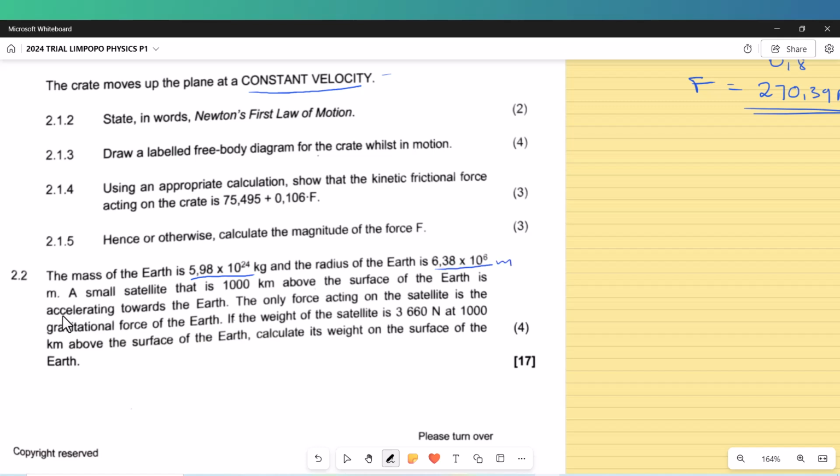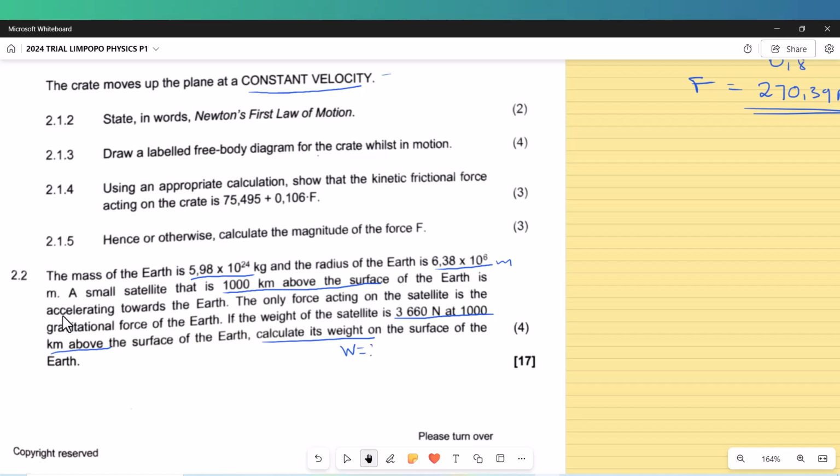Are we together? The small satellite is 1,000 kilometers above the surface of the Earth. So the height from the surface of the Earth is 1,000 kilometers, and it is accelerating towards the Earth. The only force acting on the satellite is the gravitational force of the Earth. If the weight of the satellite is 3660 newtons at 1,000 kilometers above the Earth, then we must calculate the weight on the surface of the Earth. So I need to find the weight W on the surface of the Earth.